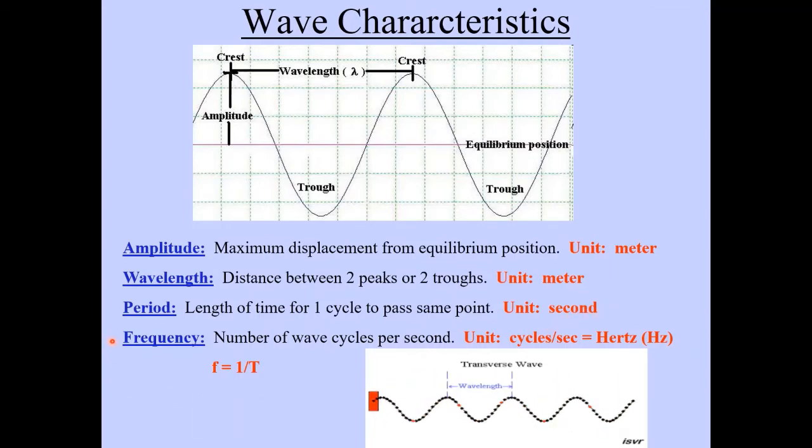The last characteristic here is the frequency of the wave. That's the number of wave cycles per second.